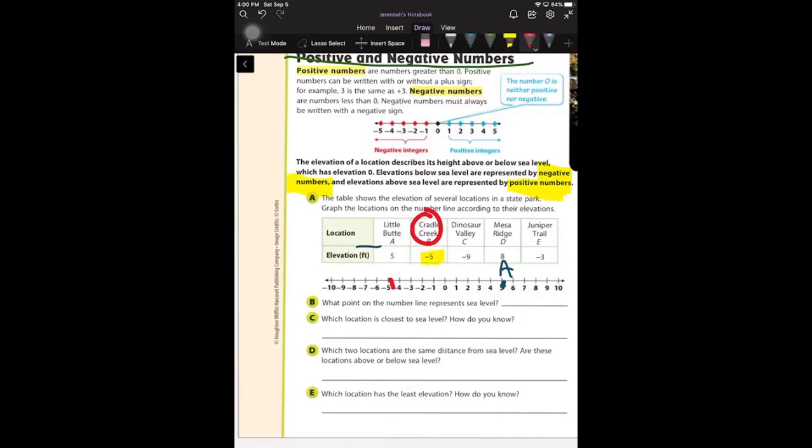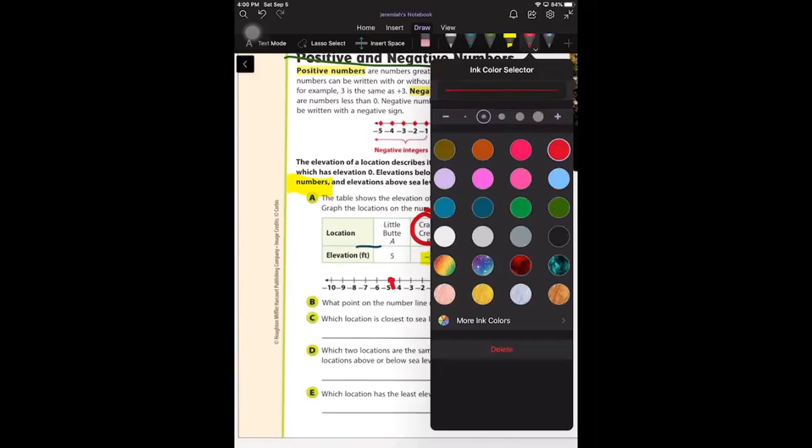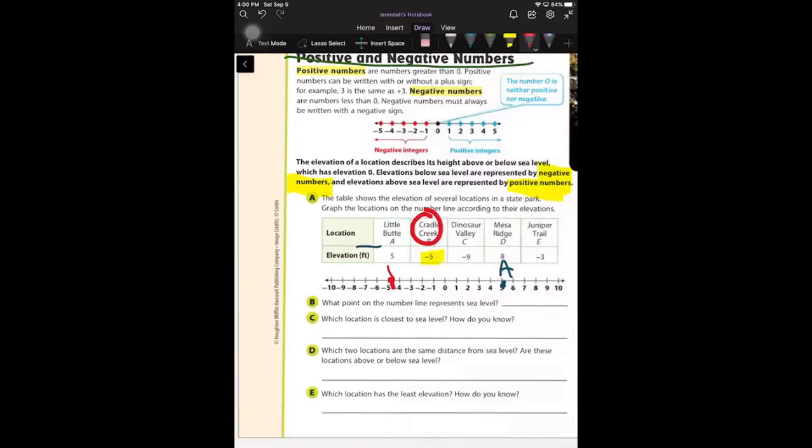So let's graph that. We have that right there. Let's just make it a little smaller. And we're going to be graphing a B. All right. Perfect. Make sure it's directed on that -5, just so there's no confusion. Next, we have Dinosaur Valley, which is C. We have a -9. So it will be on the left side of the 0. So it's right here.